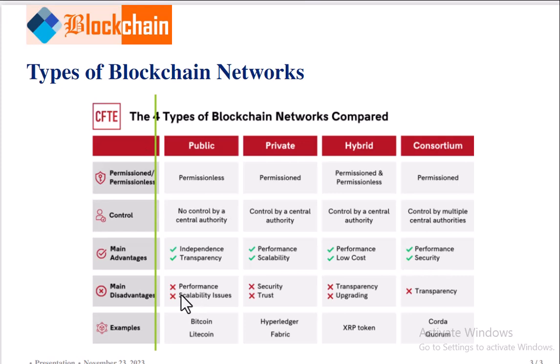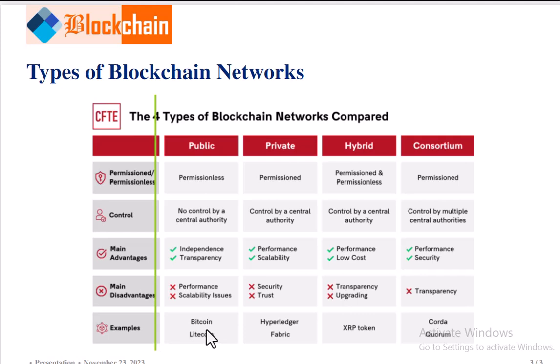The disadvantage is the public network has poor performance and it has a scalability issue. The private network is less secure, because the ledger is shared by a very small number of nodes, so a hacker can come and hack a few nodes, and this way it is less secure. Because of the security issue, because of the hacking issue, it is less trusted. The hybrid network is also less transparent and it is very difficult to upgrade. Consortium network also has a transparency issue.